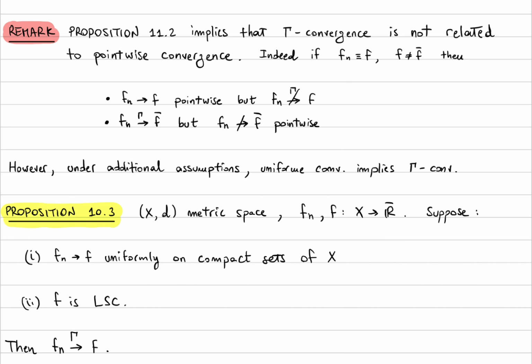So, just to underline this fact, the gamma limit is unique, and the pointwise limit is unique. However, under additional assumptions, we can see that uniform convergence implies gamma convergence. Sorry, there is a typo here. Uniform.